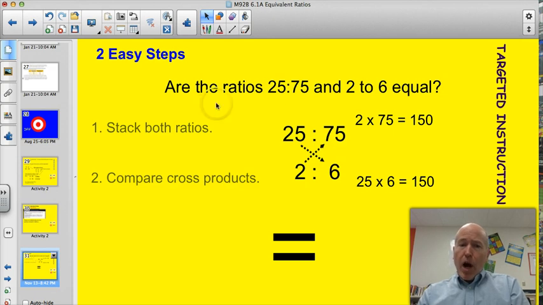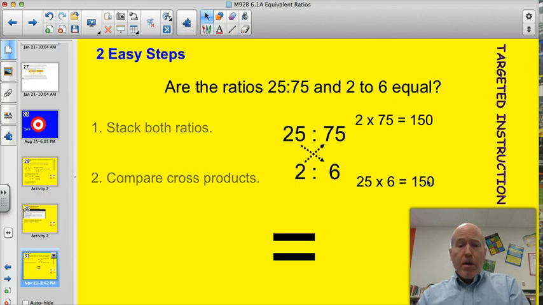So here's the problem. Are the ratios 25 to 75 and 2 to 6 equal? Remember, you can express ratios with a colon or the word "to." So I stacked my ratios, 25 to 75 and 2 to 6. Now, I just multiply across and compare. 2 times 75 up here is 150, and 25 times 6, that's 150. If these two products are equal, the ratios are equal. So these two ratios are equal.